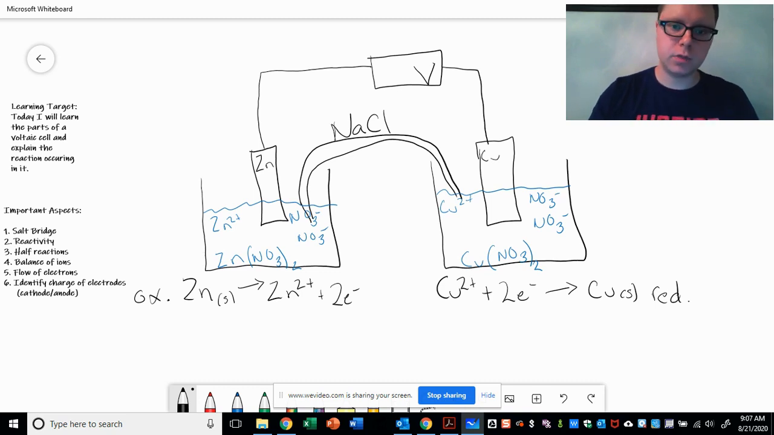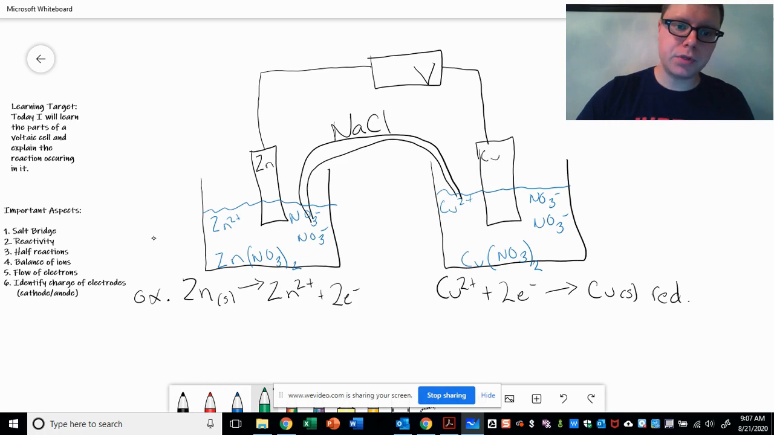So we went through 1, we talked about our salt bridge. 2, our reactivity. 3, our reaction, our half reactions. And in a second, we're going to talk about flow of electrons and balance of charges. So now that we have our half reactions, we know where the electrons are being produced and we know where they're going to. We're going to diagram out the flow of electrons.